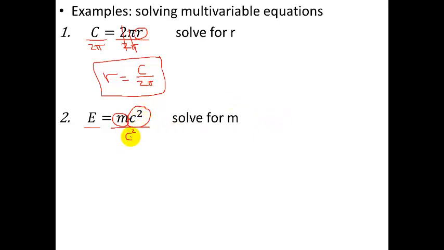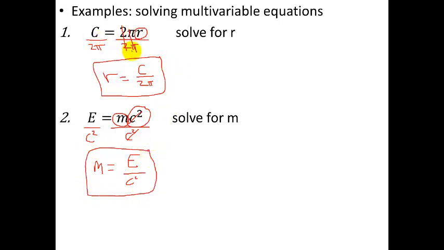So we're just dividing by whatever that quantity is. It's c squared. Cancel, cancel. So m equals e over c squared, and that's your answer. So you're just rearranging is really what you're doing.